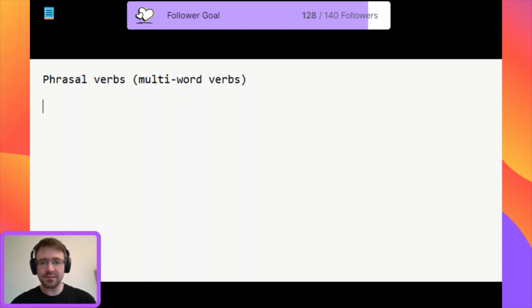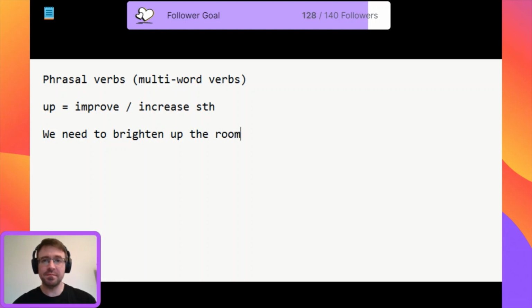So we're going to start first of all with the word up. When we use up in a phrasal verb or a multi-word verb, this usually means to improve or to increase something. So for example, we can say we need to brighten up the room. So we need to increase the brightness, make it brighter.